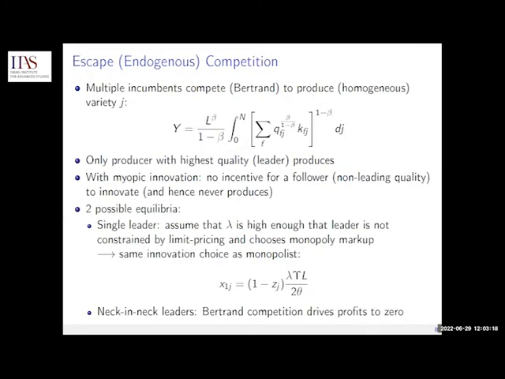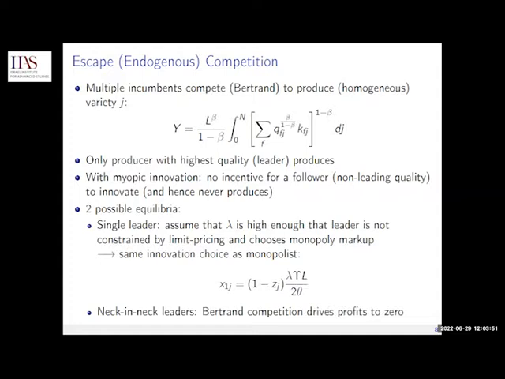Okay, so now let me talk about the endogenous competition part. So now think about having multiple incumbents producing for the same variety. This is where the type of competition is radically going to change from being a monopolist to competing Bertrand, producing the exact same intermediate good, which is going to drive your profits to zero.